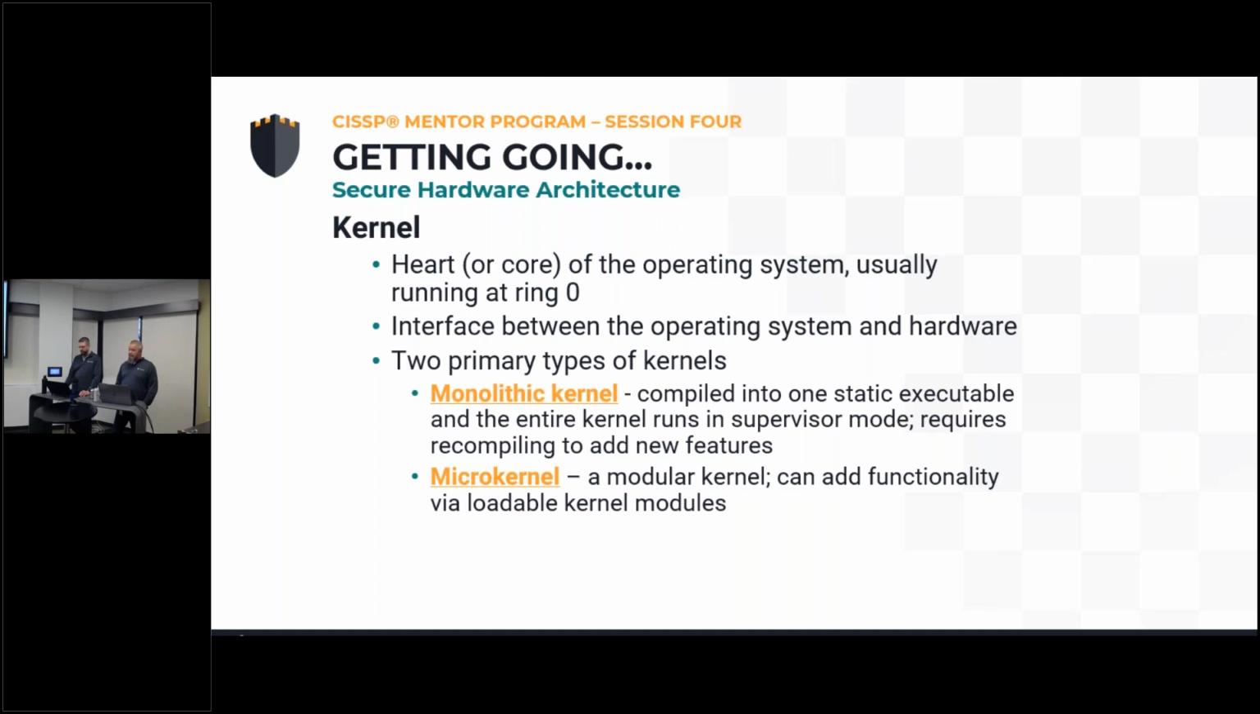Two types of kernel: monolithic kernel and microkernel. The monolithic kernel is a kernel that has to be recompiled every time you make a change. Every time you add new hardware, you recompile the kernel. Every time you add a new operating system function, you have to recompile the kernel. And then you've got microkernels. Those are our Windows kernels where they're modular. You can continue to add things without having to recompile all the time. That's the difference between those two types of kernels.